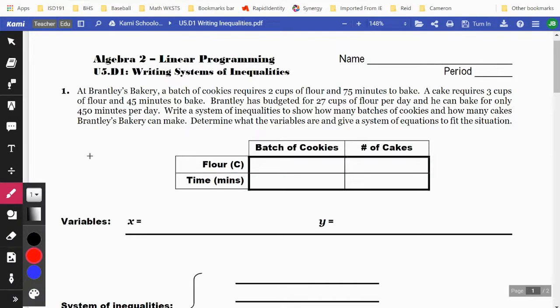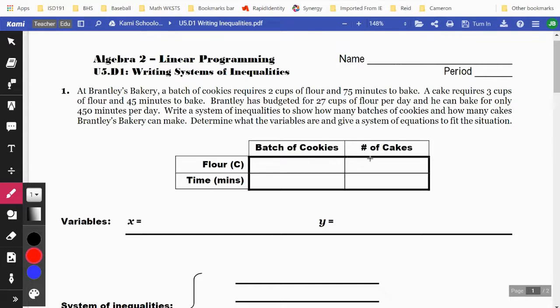Problem number 1 reads, at Brantley's Bakery, a batch of cookies requires 2 cups of flour and 25 minutes to bake. A cake requires 3 cups of flour and 45 minutes to bake. Brantley has budgeted for 27 cups of flour per day, and he can bake for only 450 minutes per day. Write a system of inequalities to show how many batches of cookies and how many batches of cakes Brantley's Bakery can make. Determine what the variables are and give a system of inequalities to fit the situation.